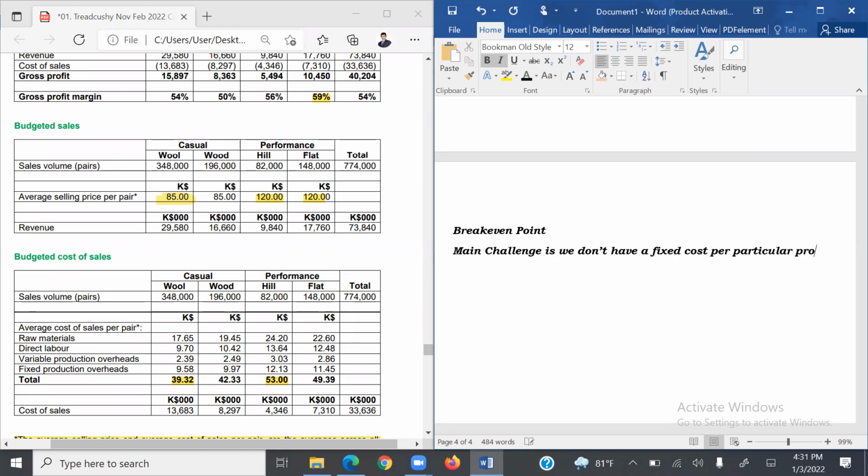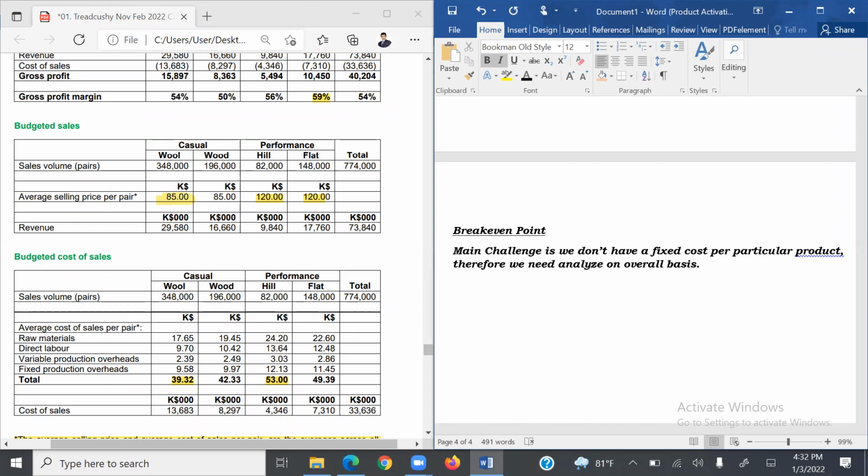Are you getting that understanding here, students? We are not having a fixed cost for a particular product. Is that fine with that, students? Yes or no? We do not have a fixed cost for a particular product. Therefore, we need to analyze on overall basis.